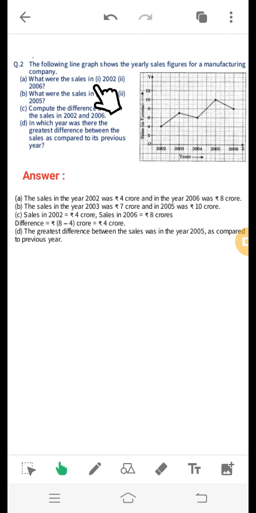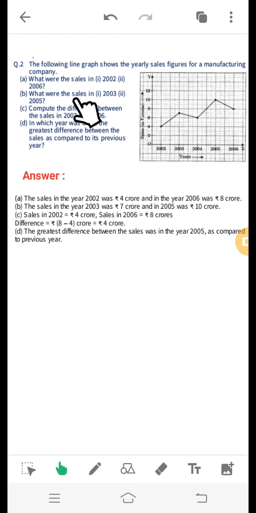First one, what were the sales in 2002 and 2006? So check in 2002, it's 4 crore. The sales in the year 2002 was rupees 4 crore and in the year 2006 was rupees 8 crore.